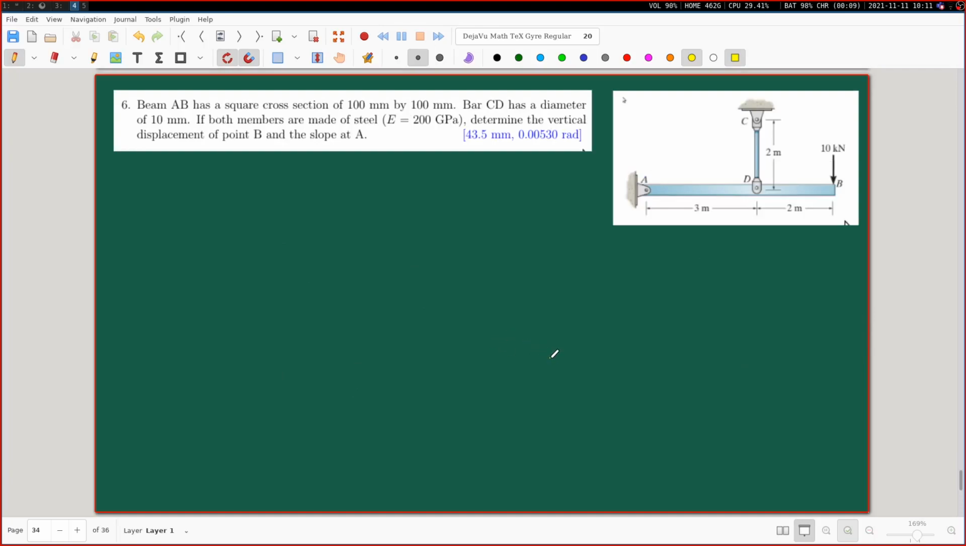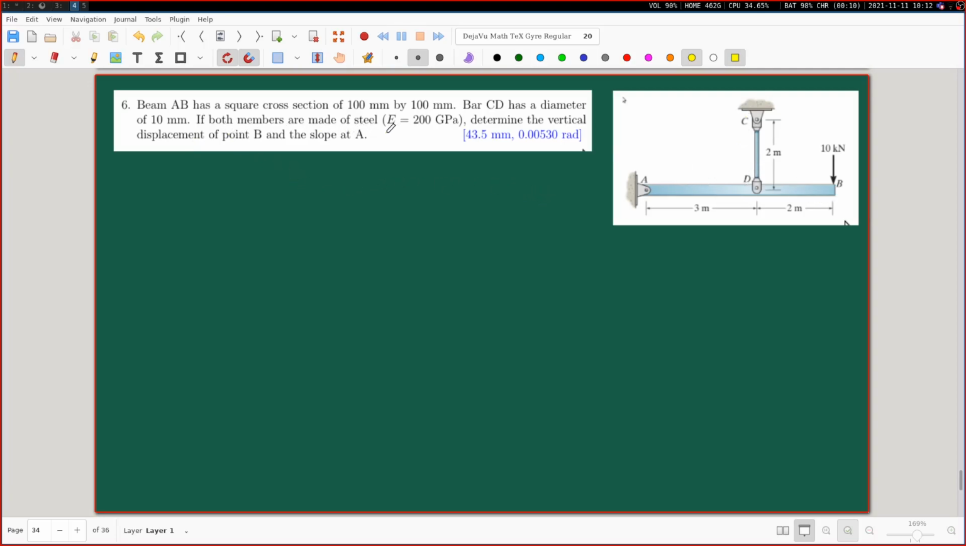Okay, so this next problem, I want to have a little bit of a discussion associated with it. I don't intend to actually come down to the numbers and actually solve and get the answers. Rather, what I think is more important is to discuss the ideas behind the solution. So we have a beam AB, and this beam AB has a square cross section, 100 mm by 100 mm. Now this CD is a bar, and it has a diameter of 10 millimeter. Okay, so it's kind of just supporting this beam.